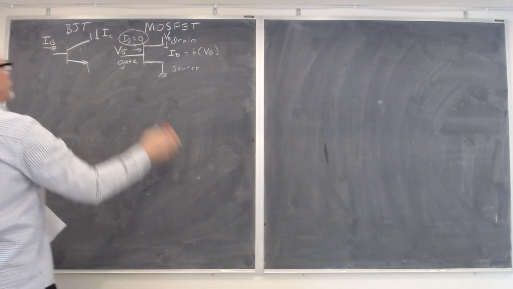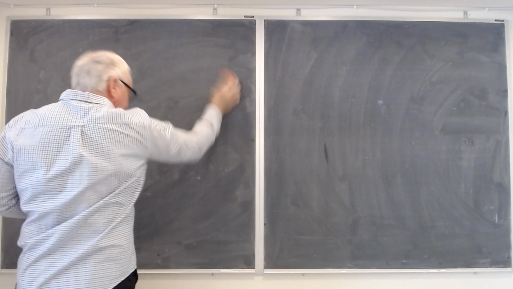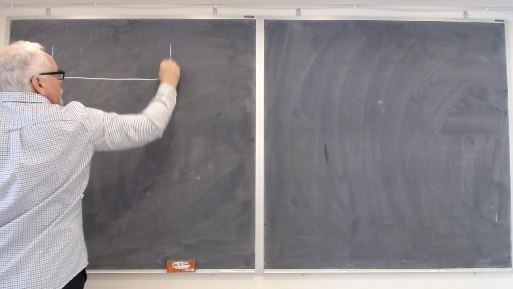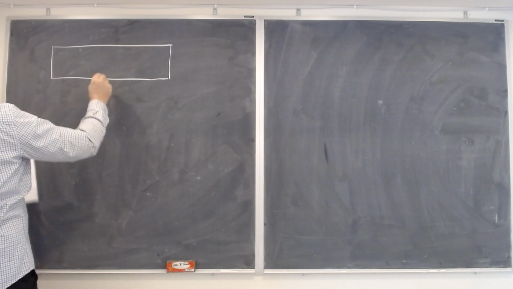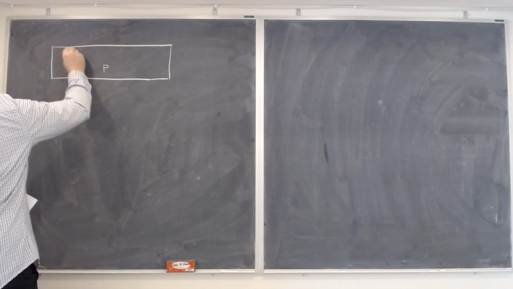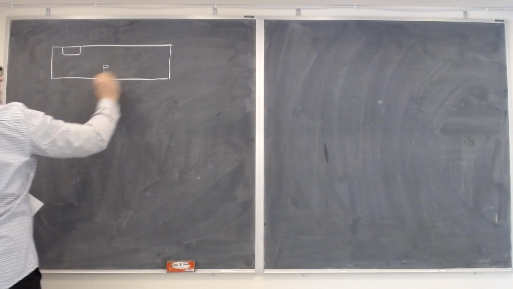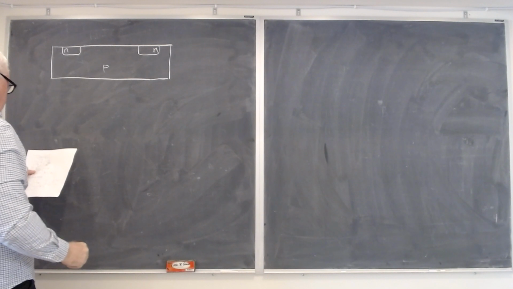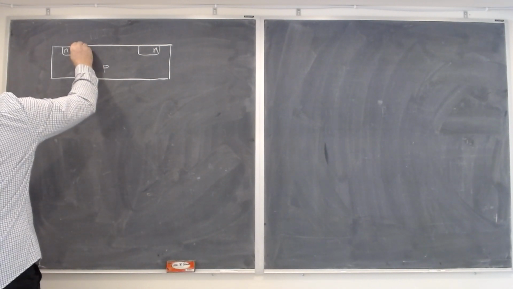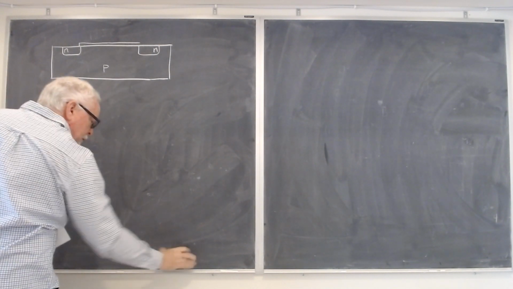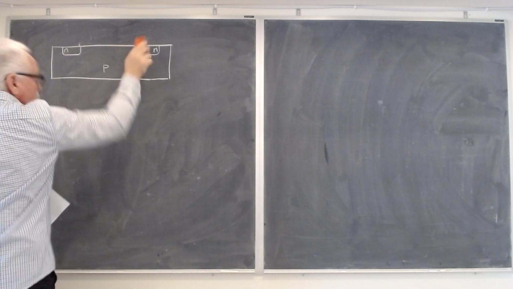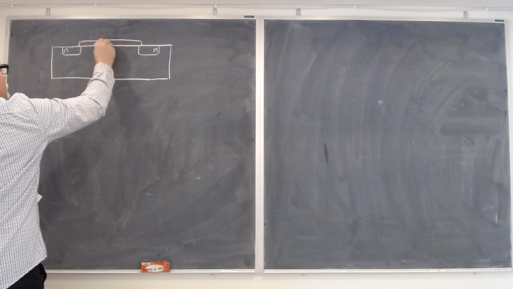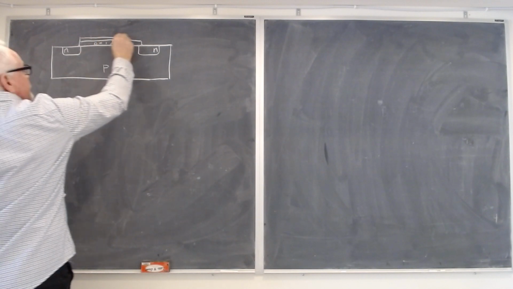Okay, so with that small introduction, let's start talking about how the device works. So let's start drawing it. So we're going to take a p-type substrate, and then we're going to implant or otherwise diffuse in N regions. And we're going to put an oxide here. And on top of that, we're going to place a metal gate.